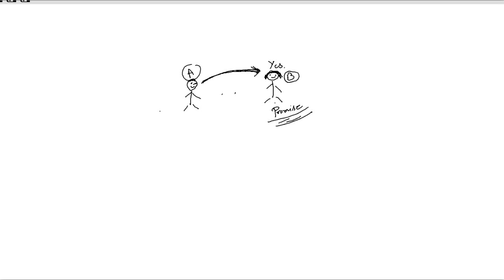So you can see that for a promise, there should be two things, in fact three things. There should be a proposal. The proposal should be accepted, and once it is accepted, it becomes a promise.